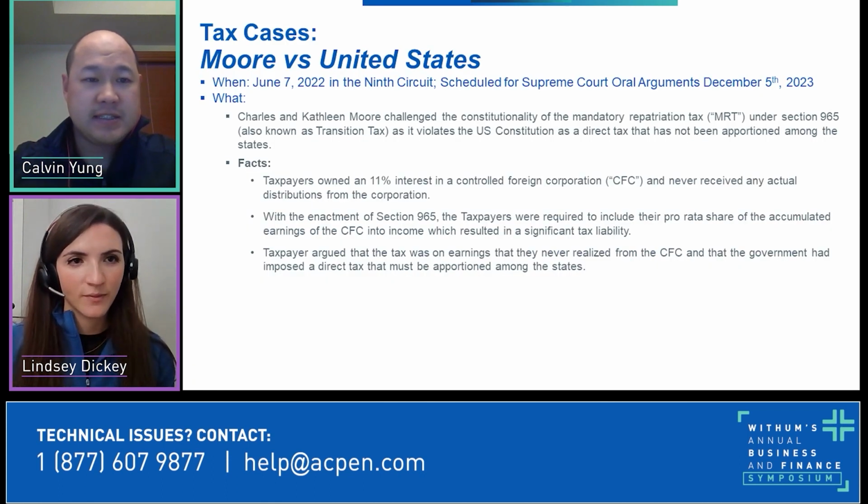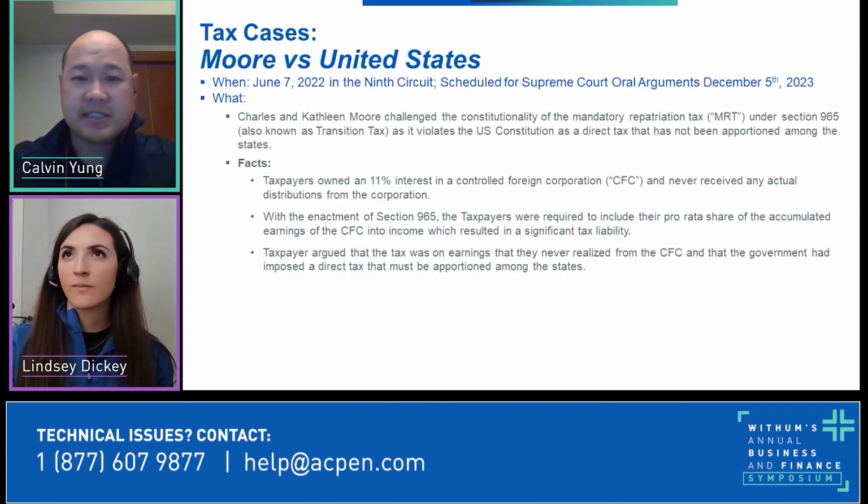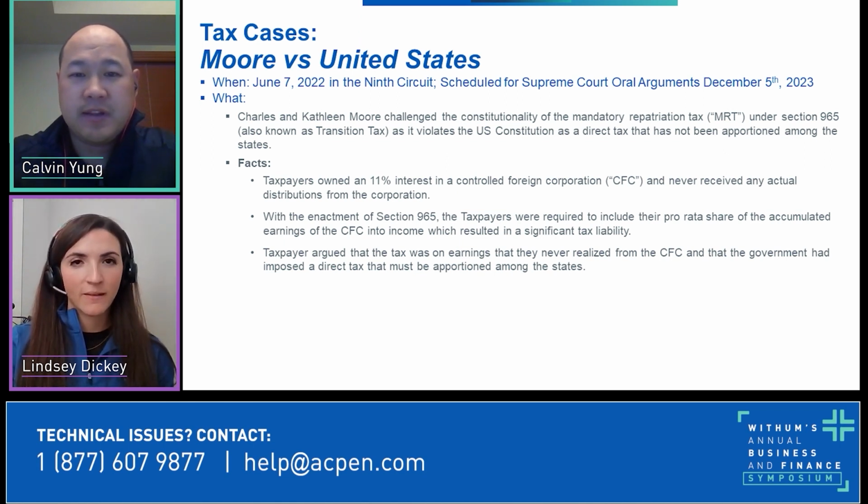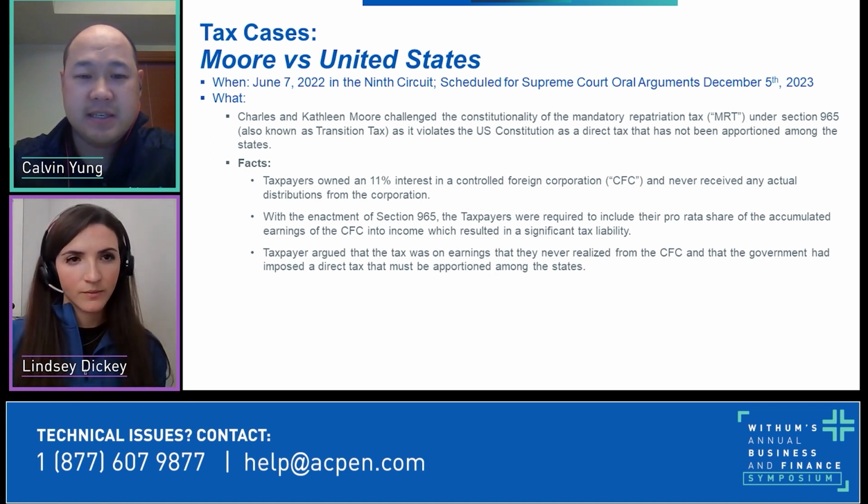So the first case that we are going to discuss is the Moore case. This was a case where the taxpayers challenged the constitutionality of Section 965, the mandatory repatriation tax, also known as the transition tax, as it violates the U.S. Constitution as a direct tax that has not been apportioned among states.